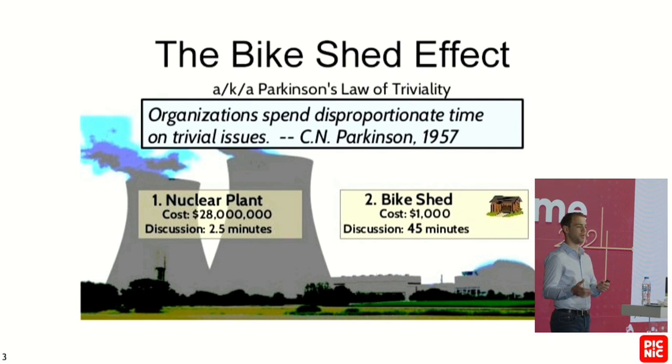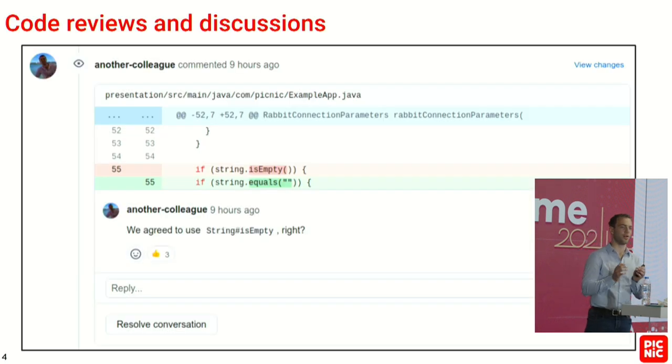Well, what does this have to do with code? Let me show you an example. Because what if a colleague of yours does a review of one of your pull requests and he points out, hey, there are two ways of writing one and the same thing. You see here the string dot isEmpty or the dot equals with an empty string. Both things do exactly the same thing, but this is like a code style issue.